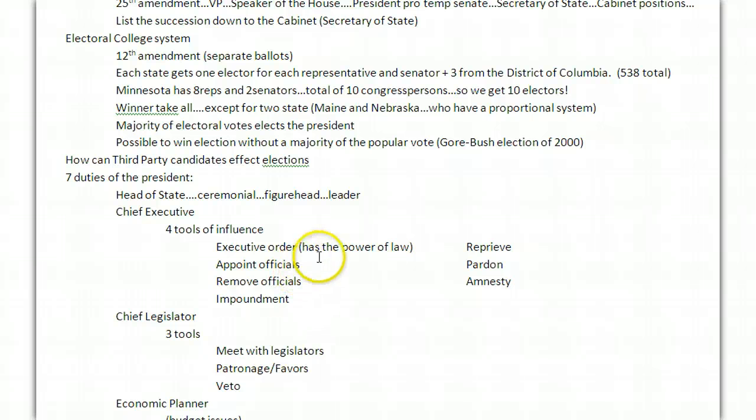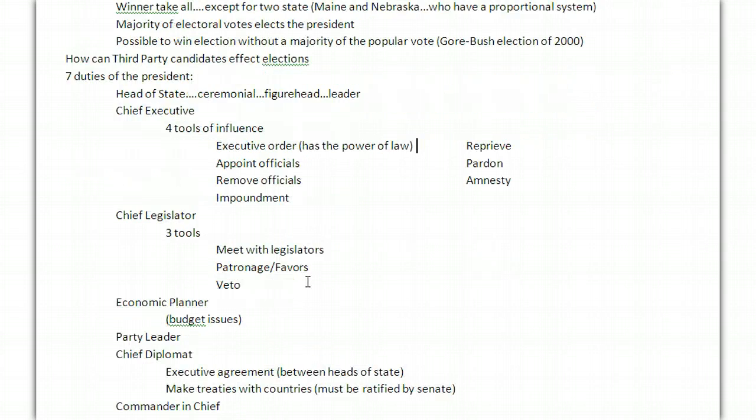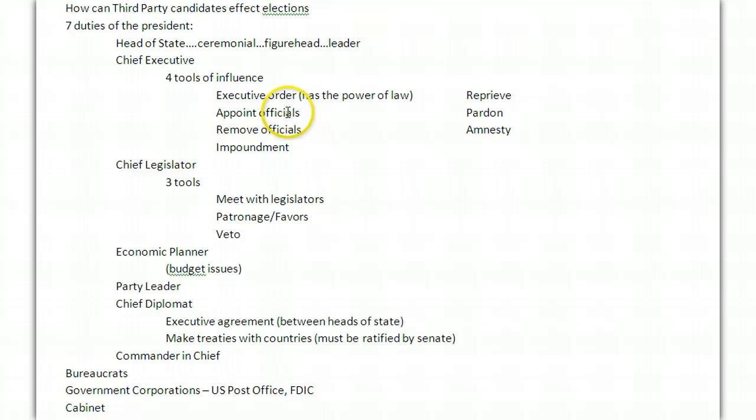And that's just to make laws happen. So if Congress passes a law and the president has to create an agency or set some regulations to make that law happen, he can issue an executive order, which is different than an executive agreement, which you're going to talk about later. He can appoint officials like federal court judges, and he can appoint cabinet members, very important positions.